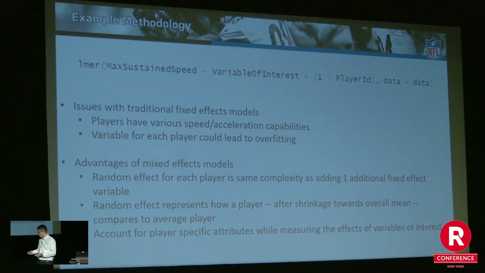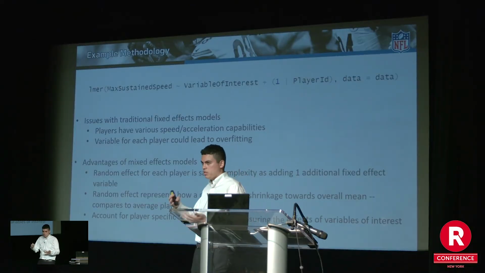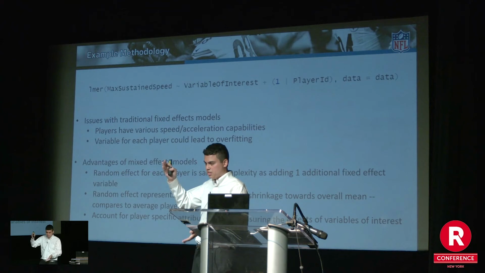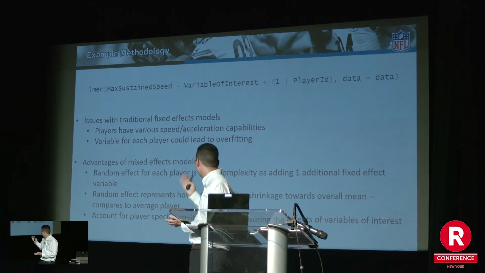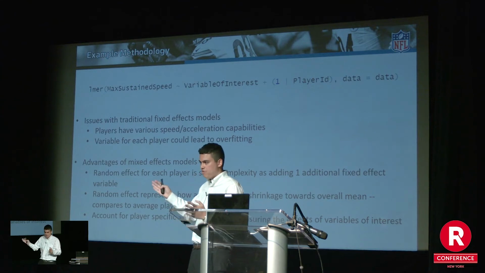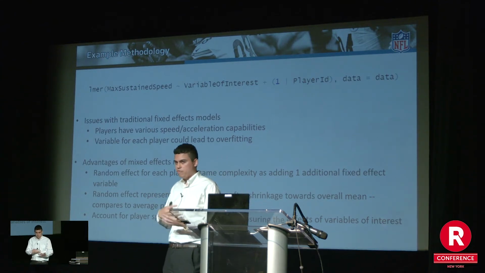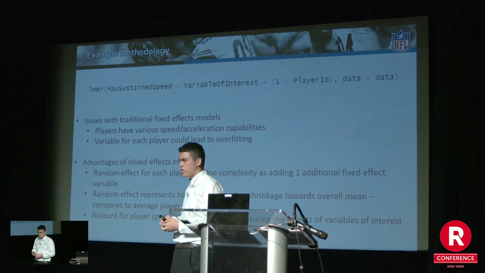But in this situation, we want to take the variable that we're interested in, in this case field surface or play clock, and see how that, in addition to the effects from the player, has an effect on max sustained speed. If we were to model players as fixed effects, because obviously the fastest player and the slowest player are going to be different, we don't want the model to just pick up on the difference between players. If we measure players as fixed effects, we're going to add like 500 columns, which from a complexity standpoint isn't really the way to do it.